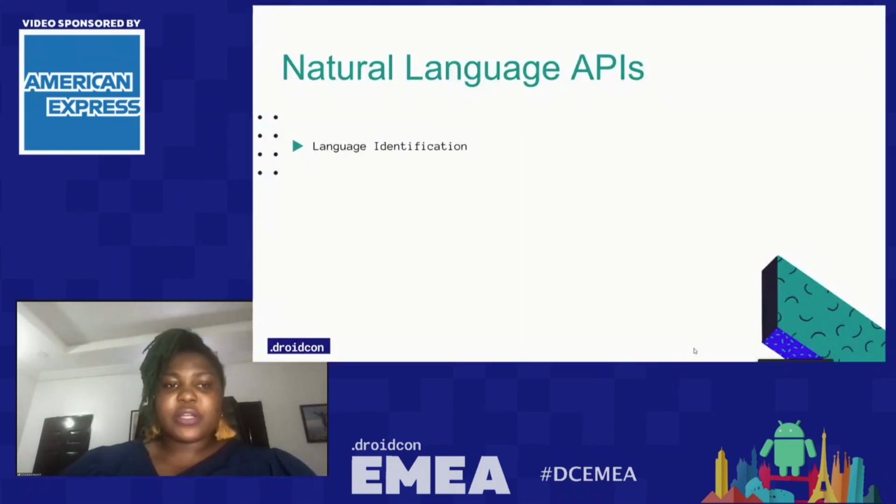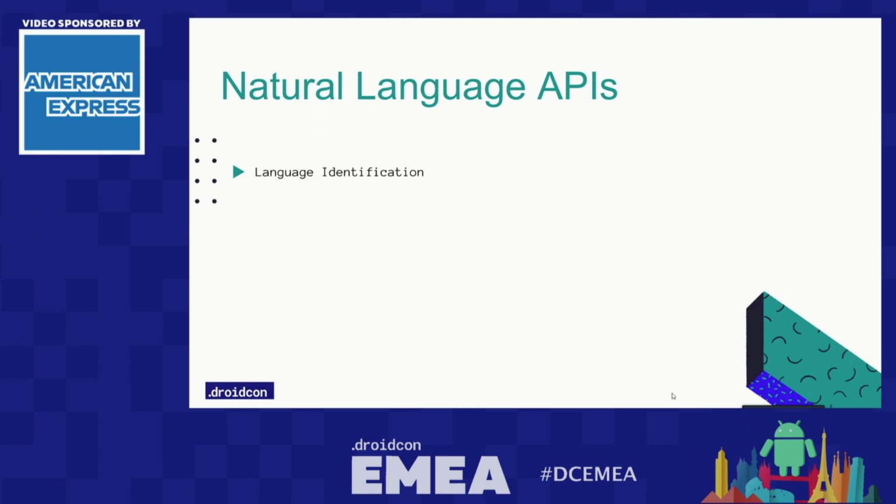Then we have the natural language processing APIs rather. So under that, we have the language identification. This basically allows you to identify the language a text is in. So this scenario works well for a user-based chat application where a user provides a text, and then you are probably wondering what language this is in. So it helps to identify languages.